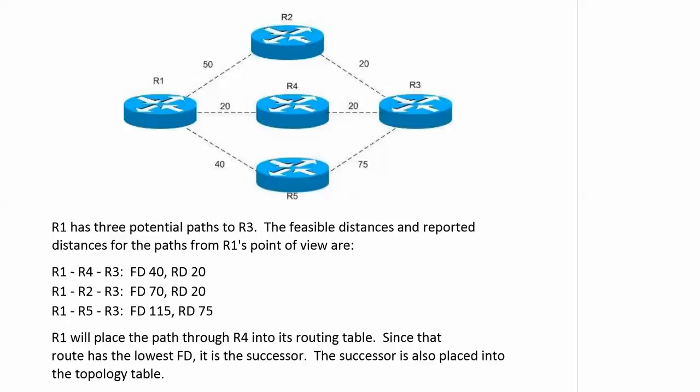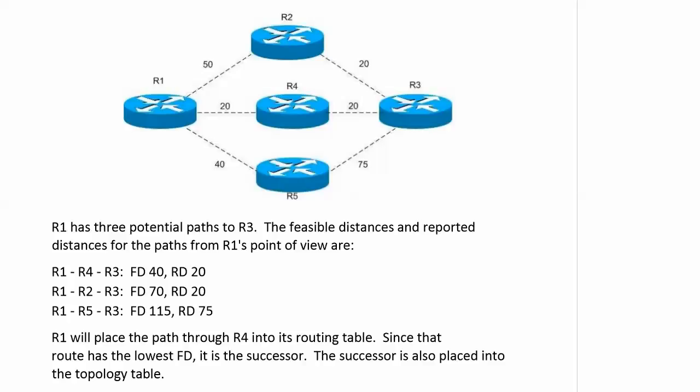Bit of a red flag on practice exam questions and possibly on real exam questions. Anytime you got a larger metric here, you want to watch that one, because here's why. We have an FD of 115 for the path through R5. We got a 40 and a 75. We add those up. But the reported distance is 75. And that is much higher than the feasible distance of the successor, so this would not be a feasible successor.